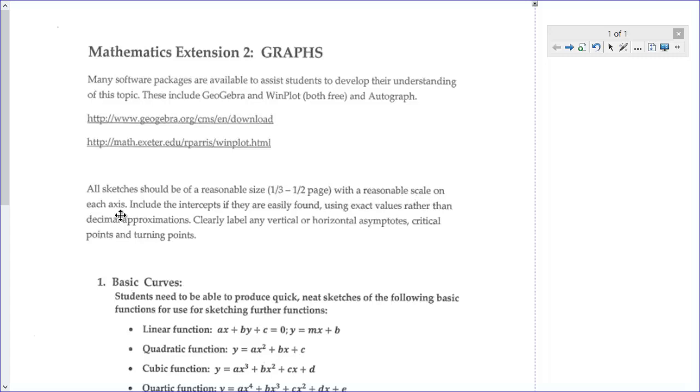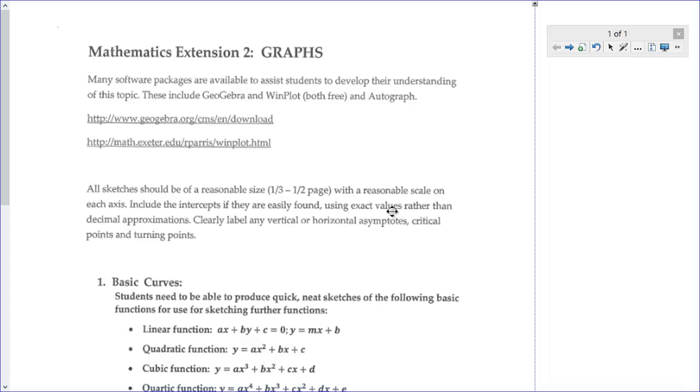Use appropriate scales. A lot of the time it's just a sketch, but try to make it look reasonable and sensible. Wherever you can, you need to include intercepts. Obviously, sometimes x-intercepts are pretty tricky, and if they are very hard to find, then you can leave them out. But again, you have to make sure if, for example, you know the x-intercepts are going to be negative, then you place them in the right place.